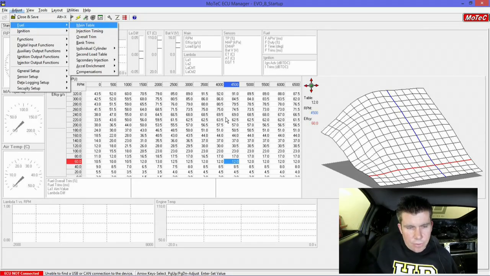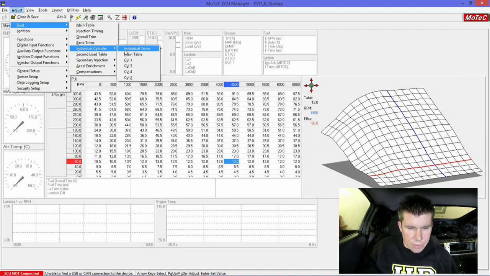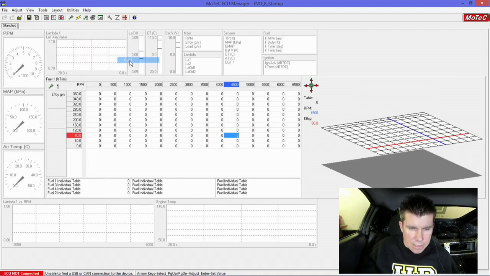But if we go through our compensations, and you can see these are all of the compensations that are available in the Motec, we'll actually drop into our individual cylinder trims, and this is the tables. So this is individual cylinder fuel trimming, so you can actually tune each individual cylinder on its own to make sure that they're all running the same. And this is what we'd expect to see, basically a table full of zeros, so there's nothing going on there. So this is for cylinder 1.